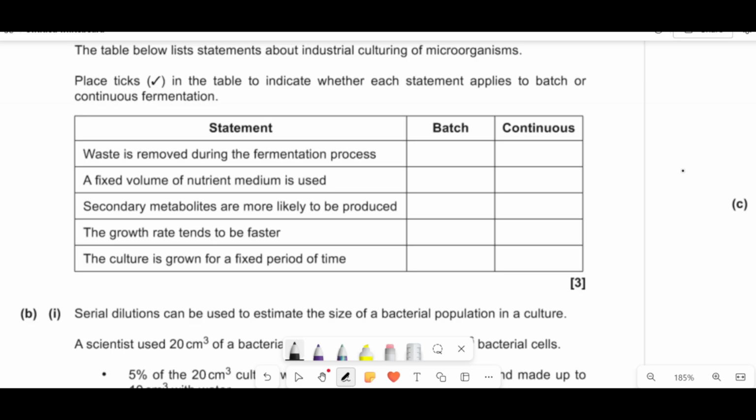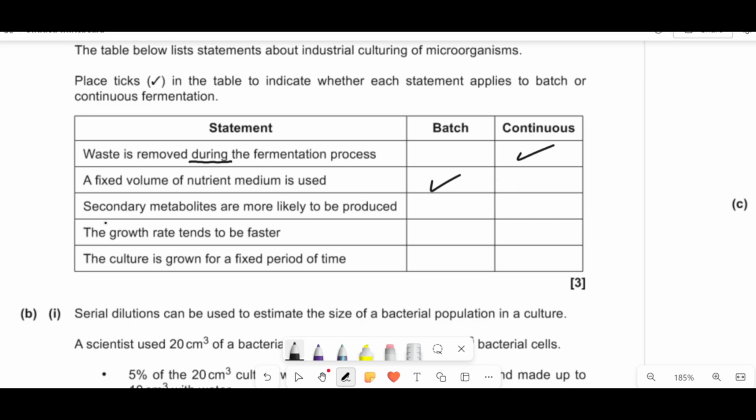So let's compare the two of them. Waste is removed during the fermentation process. In batch, the whole thing's being taken out, and it's not continually going. You're taking everything out with the waste in it, and it has to be separated separately. The waste is removed in batch after the fermentation process. Here, the key word is during. Continuous is while it's still fermenting, but not here, because you have to do it after you've taken it out. A fixed volume of nutrient medium is used. In batch, yes, because you put a batch in and take the whole thing out, but with continuous, you're always adding more in because they use up the nutrient while they're growing.